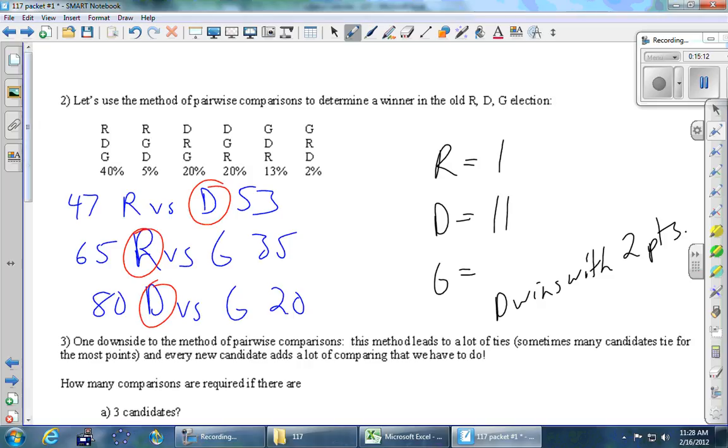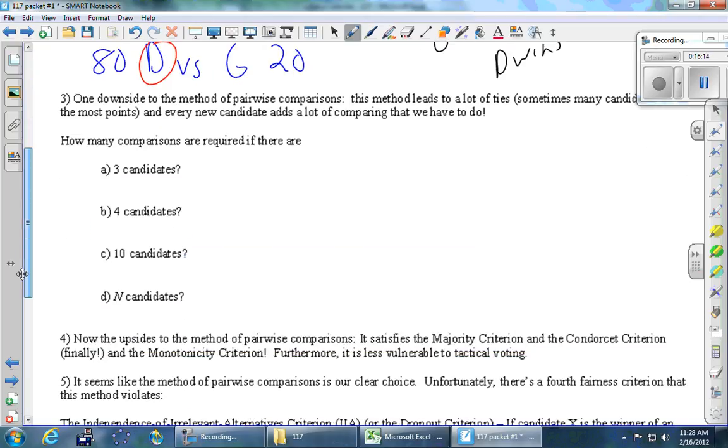Okay, so this is called the method of pairwise comparisons because you look at every pair and you compare. Okay, we'll go to three.